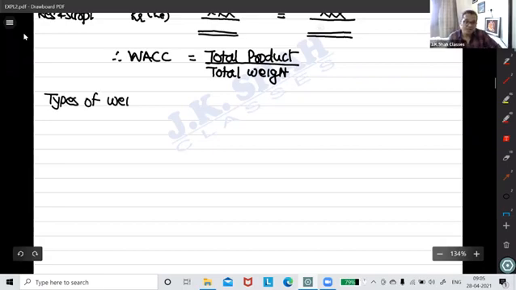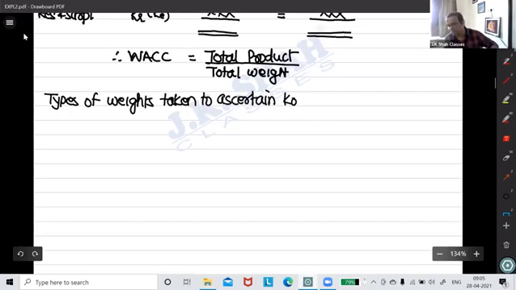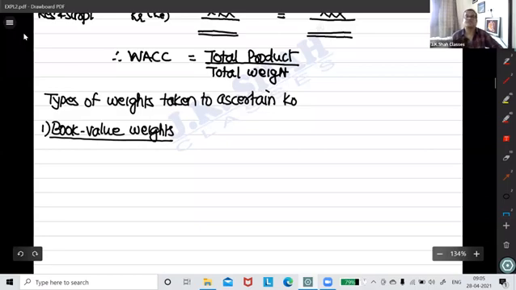Types of weights taken for a certain Ko. First one, book value weights. What is the first one that we are writing? Book value weights. Nothing will be accurate, right?